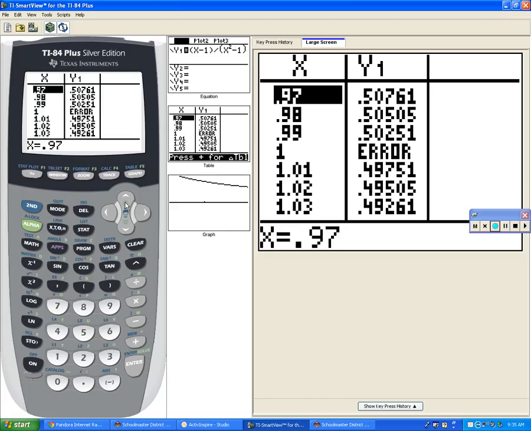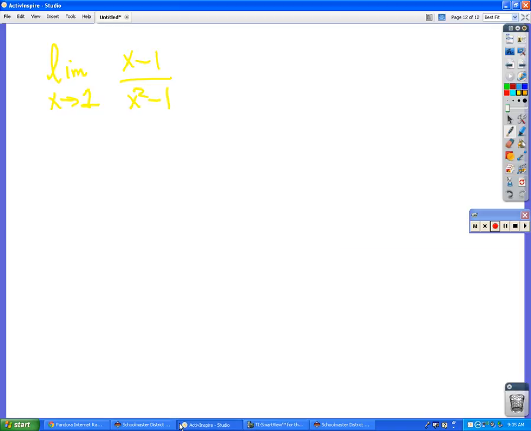As I'm approaching 1 from smaller numbers, what are these getting closer and closer to? 0.5. As I'm approaching from bigger ones, what are they getting closer and closer to? 0.5. Okay. Why is there an error right at 1? If you think about the original function, why did we get an error there? Yeah, because you can't divide by 0. So I can't plug 1 in here and get an answer because 1 minus 1 is 0.